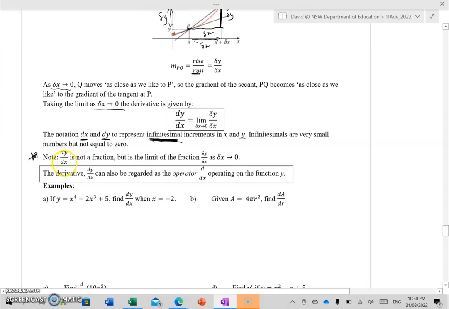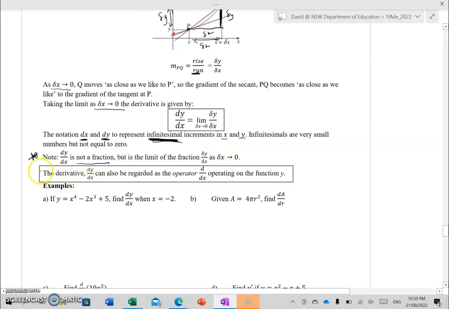Just be aware, this is quite important to understand: dy over dx here is not actually a fraction, even though it looks like a fraction. It's a limit of a fraction, the limit of this fraction as delta x goes to 0. So dy dx is not a fraction, but it's a limit of a fraction.